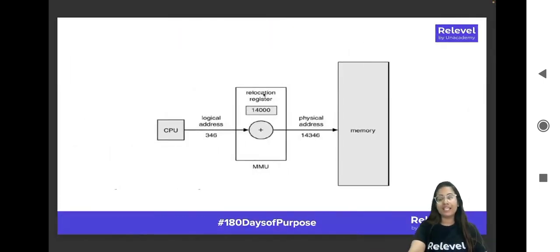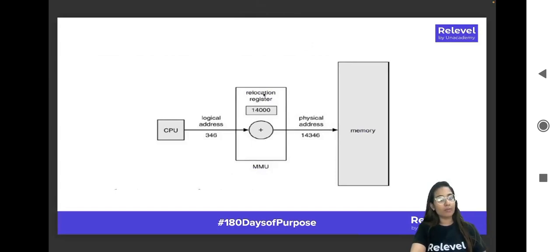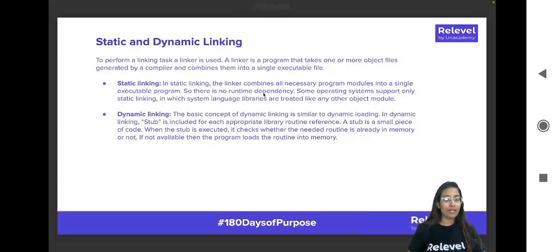So I hope this is clear to everyone as well. And now if you go through all these points again, you will actually understand what we were talking about. All right. So the next thing that we are going to talk about is the concept of static and dynamic linking. To actually perform a linking task, a linker is required. Now we'll talk about what a linking task is.